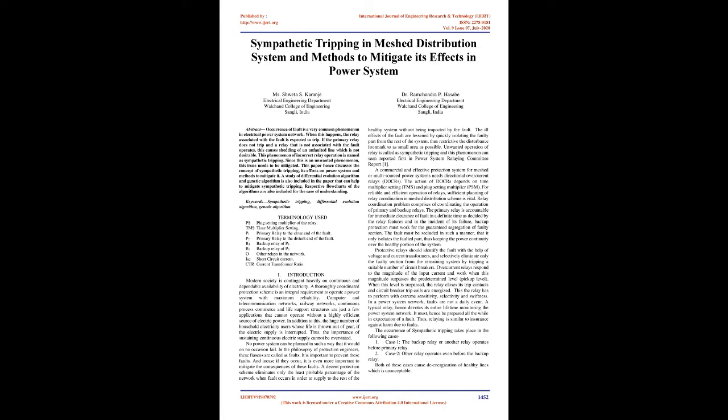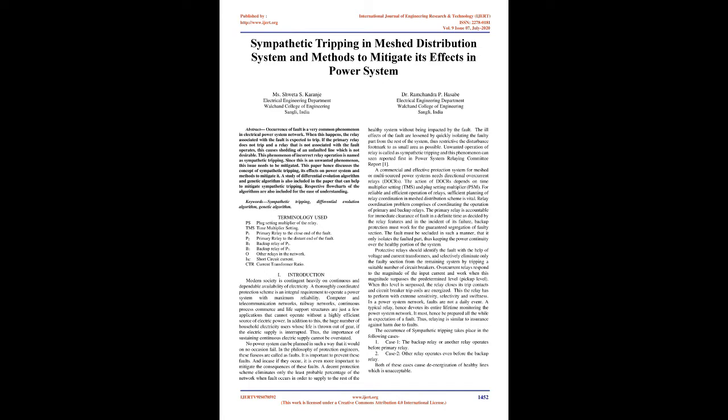This paper hence discusses the concept of sympathetic tripping, its effects on power system and methods to mitigate it. A study of differential evolution algorithm and genetic algorithm is also included in the paper that can help to mitigate sympathetic tripping. Respective flowcharts of the algorithms are also included for ease of understanding. Keywords: sympathetic tripping, differential evolution algorithm, genetic algorithm.